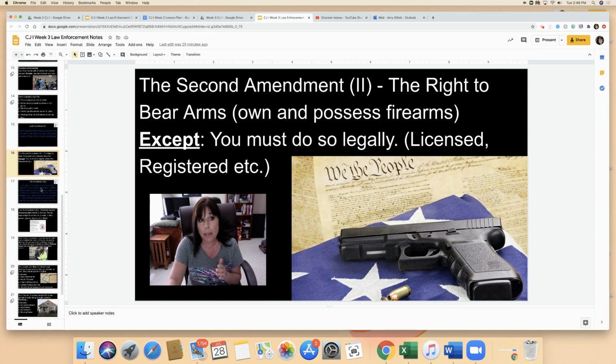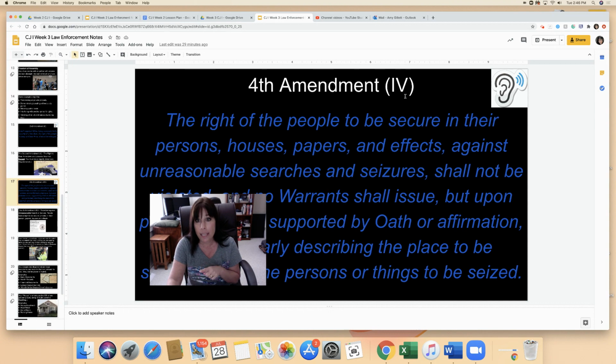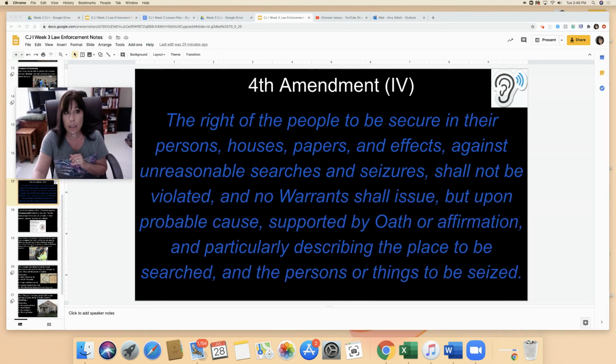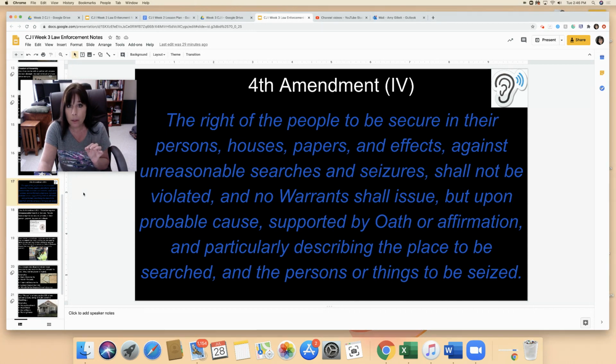So the Fourth Amendment, the Roman numeral is IV, capital. And you got your ear here. So I've got the exact wording. The right of the people to be secure in their persons, houses, papers, and effects against unreasonable searches and seizures shall not be violated, and no warrants shall issue but upon probable cause, supported by oath or affirmation, and particularly describing the place to be searched and the persons or things to be seized.